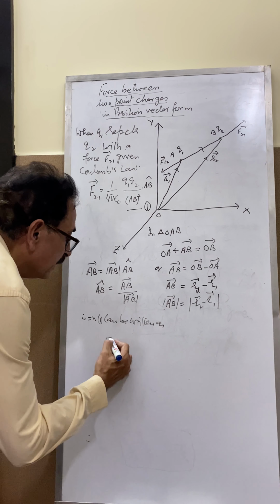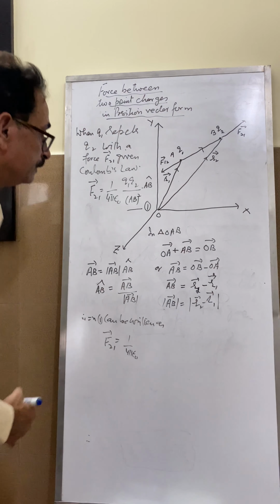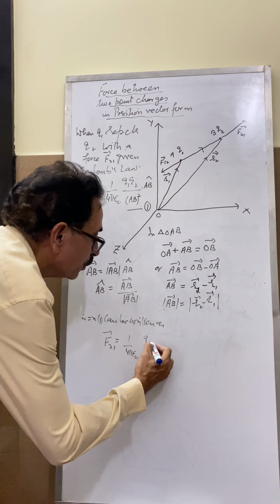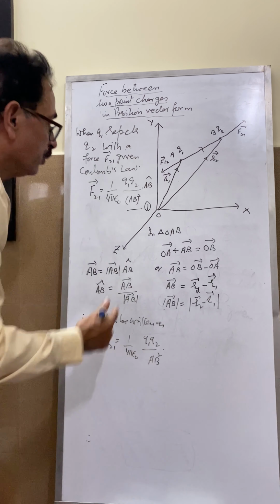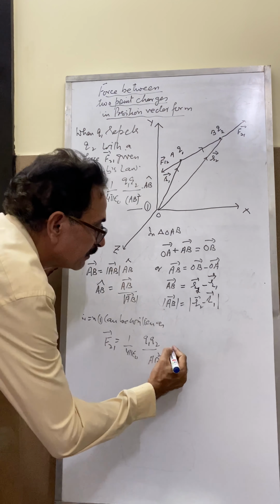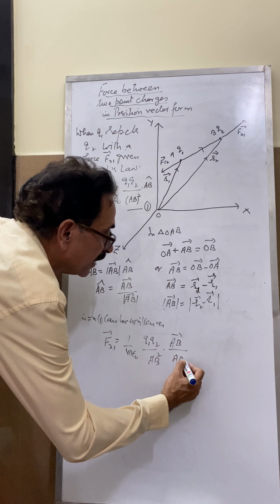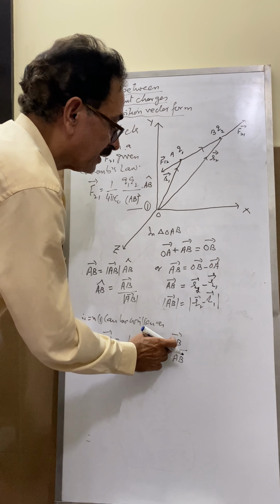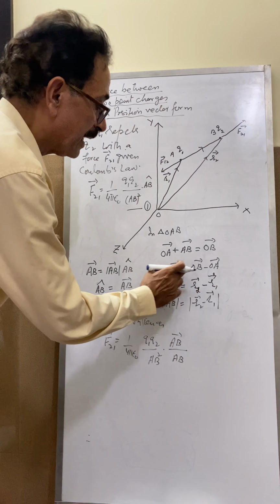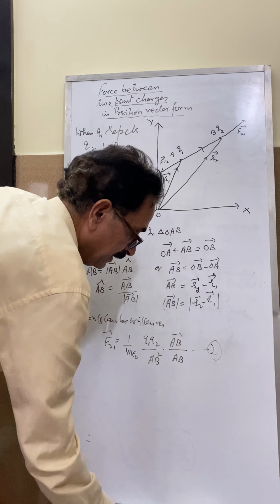So equation 1 can be written as F21 is equal to 1 upon 4 pi epsilon naught Q1 Q2 upon AB square into, instead of AB cap, I will write this vector AB divided by AB magnitude. This AB vector I will write here as, let me say, the second equation.